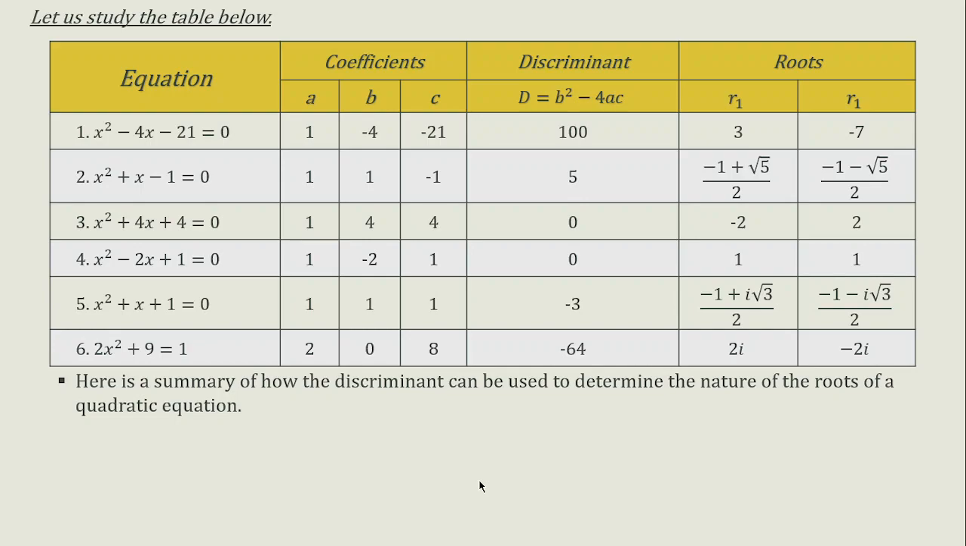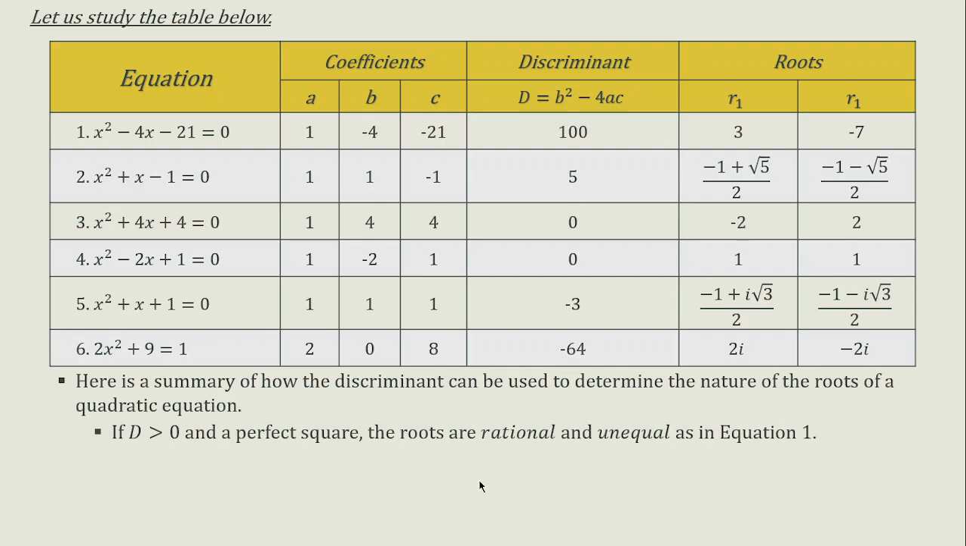Here is a summary of how the discriminant can be used to determine the nature of the roots of a quadratic equation. The first one is, if the discriminant is greater than 0 and a perfect square, the roots are rational and unequal, as in equation 1. So the example of the first situation is equation number 1. It is stated here that if the discriminant is greater than 0, there are two numbers here that are greater than 0, and another condition is that it should be a perfect square. The only one here that is a perfect square is 100.